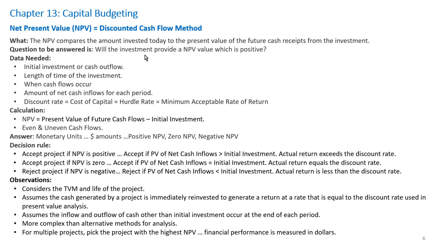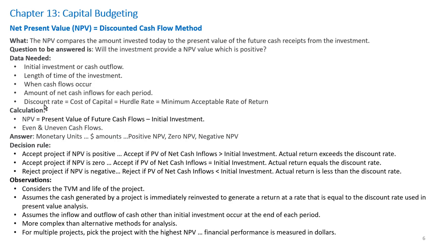The data needed for calculating the net present value are the initial investment or cash outflow, the length of time of the investment, when cash flows occur, the amount of net cash inflows for each period, and the discount rate. The discount rate used is also known as the cost of capital or the hurdle rate. The discount rate is usually regarded as the company's minimum rate of return.